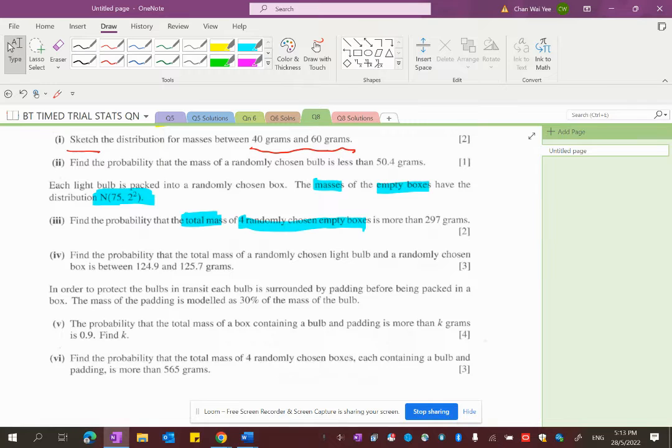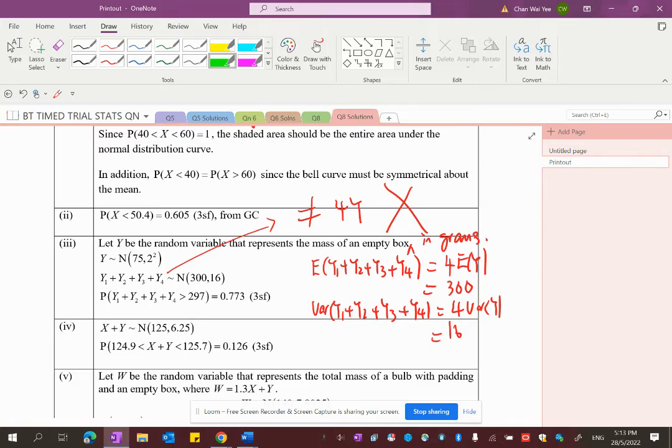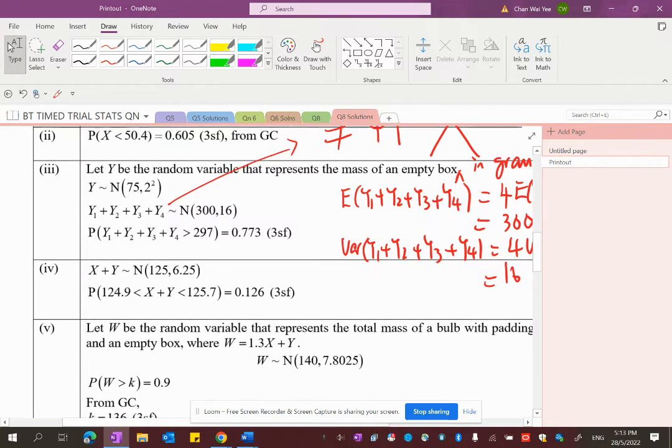Then for part 4, find the probability of the total mass, again, of a randomly chosen light bulb and a randomly chosen box, and find the probability it lies between 124.9 and 125.7. Okay, so in this case, because it's only one light bulb and only one box involved, when we find the distribution, we should have only X plus Y.